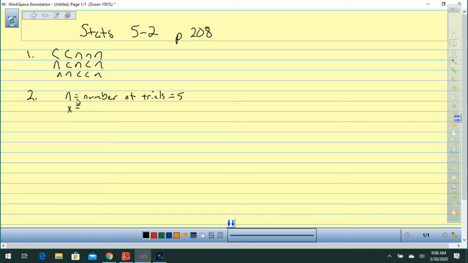X is the desired outcome. That's one way of saying it. And in this case here, it was 2. P is considered success, and that's 0.42. And then Q is failure, and that's a general term. And that's 0.58.